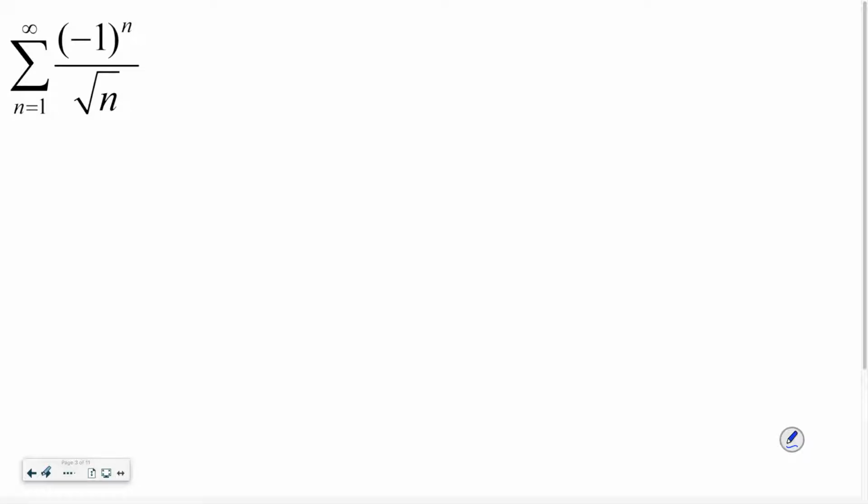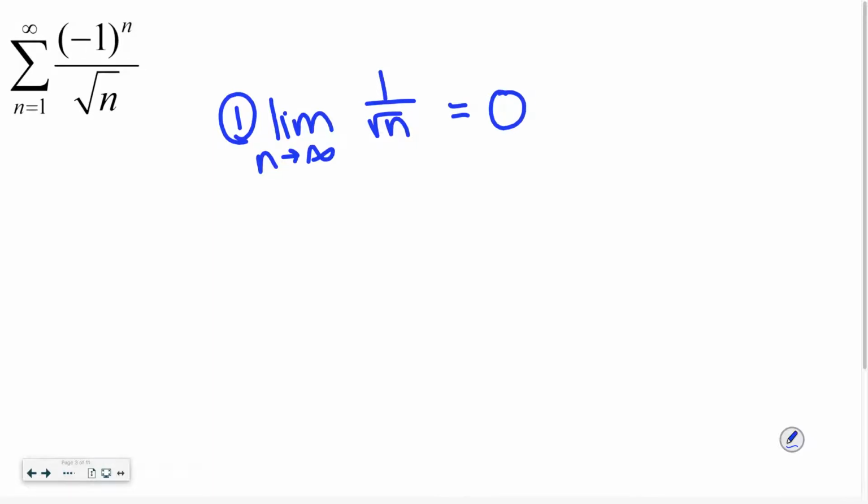25. Okay, so is this alternating? Yes. We know that because we have -1 to the n. So, take away the -1 to the n, and we're left with 1 over square root of n. What's that limit as n approaches infinity? I'm guessing it's 0. Don't guess. Know that it's 0.